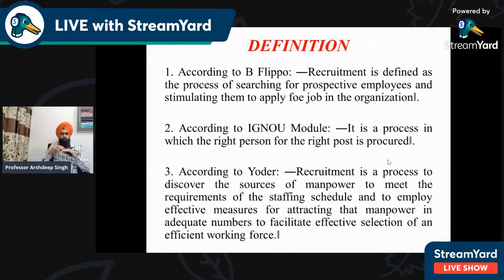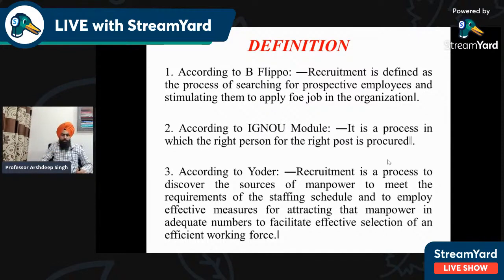Okay, so that is the definition given by the BFLIPO, that it is a process of searching for the prospective employees. That means the employees who would have good skills and knowledge related to that specific thing. Second is according to the IGNU module. It is a process in which the right person for the right post is procured. So it is a very simple definition that we are searching for a specific, skilled or knowledgeable person for a specific job. That is what we have been saying from the start, and that is the definition according to the IGNU module. Okay, and third is according to Yoder.